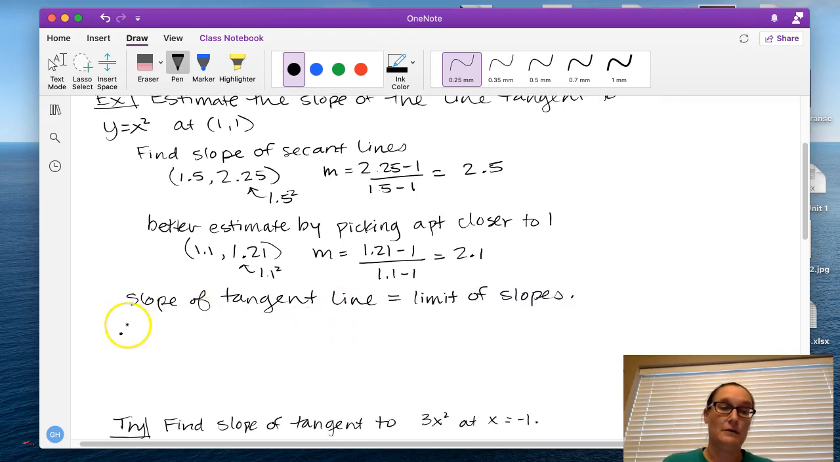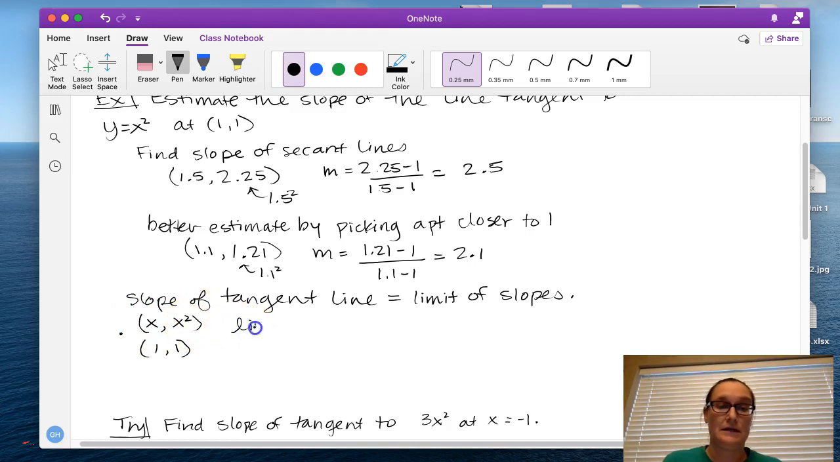Okay, so to find the actual slope of the tangent line, we're going to take the limit of slope. And to do that, we need 2 points. One of our points is going to be a generic point, a variable point. The other point is going to be 1, 1. Our variable point is going to be x, and our y coordinate for that point is going to be the function, x squared. With all of our points, how did we find the y value? We plugged the x value into our function. Well, if our x coordinate is x, then our y coordinate is x squared.